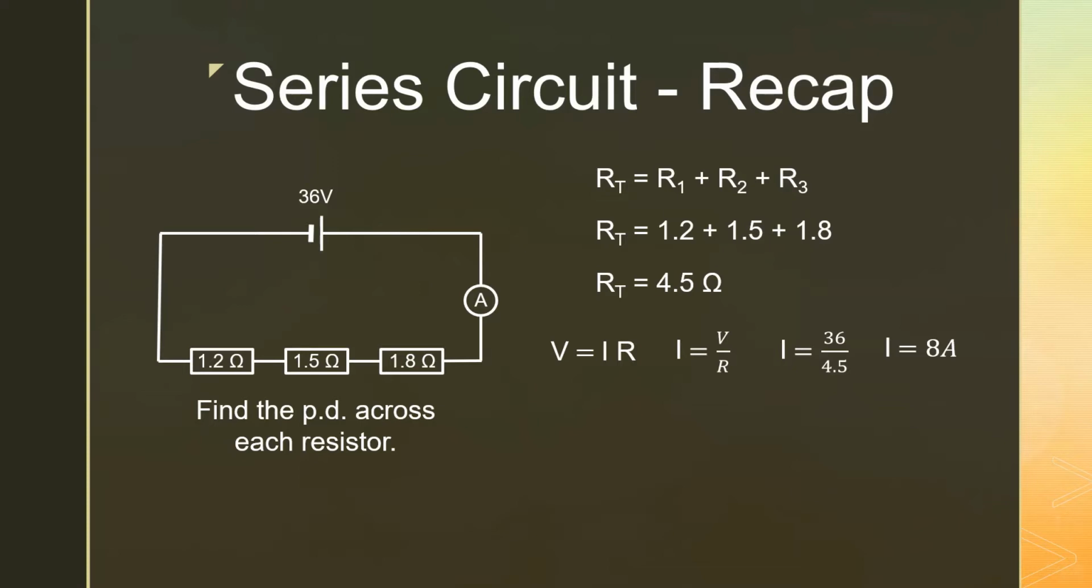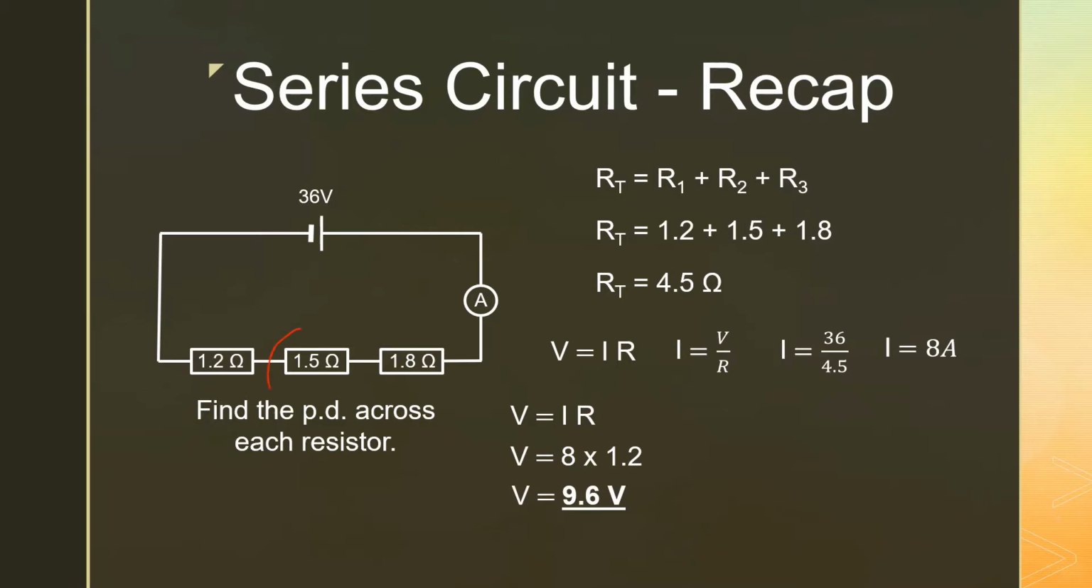How do I now use this information to work out the potential difference across each of our resistors? We again use Ohm's law. So I'm going to start with V is equal to IR. Now in this case, I'm going to use it for this resistor here. So that resistor, the current is 8, because remember the current is the same at all locations, and the resistance is 1.2. So we're going to get 8 times 1.2, which is going to give us 9.6 volts.